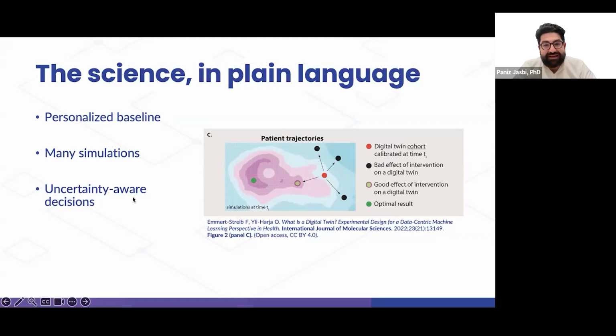And the last point really matters because in biology, there's always variability. Measurement variability, day-to-day variability, and context variability. A useful digital twin does not pretend that uncertainty disappears, it quantifies it. And it helps you choose actions that are robust, not just actions that look good in a single assumed scenario.